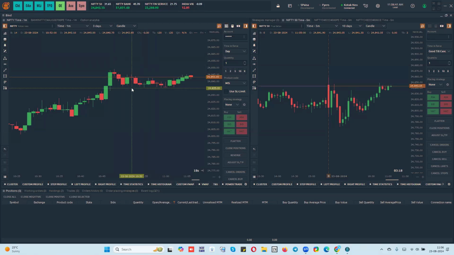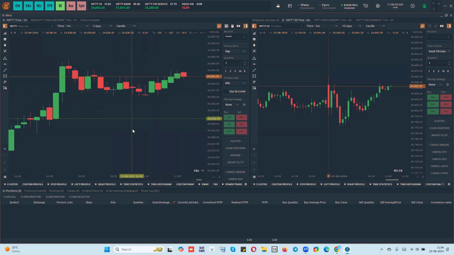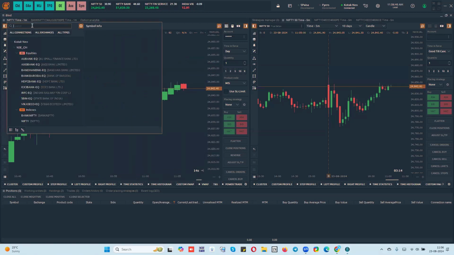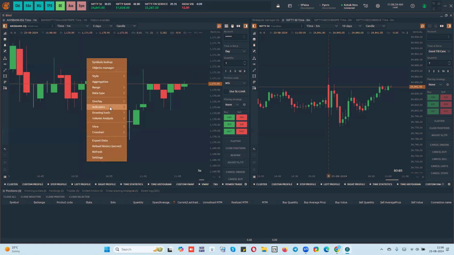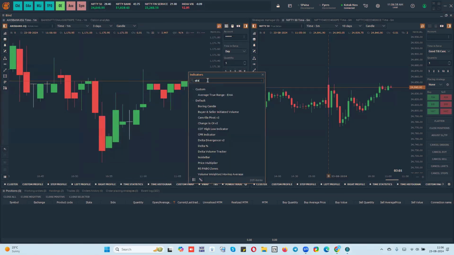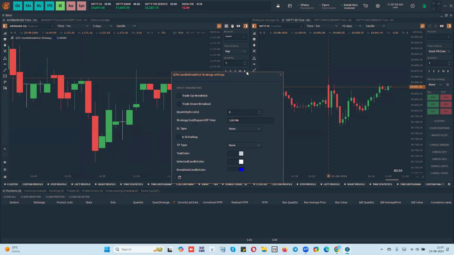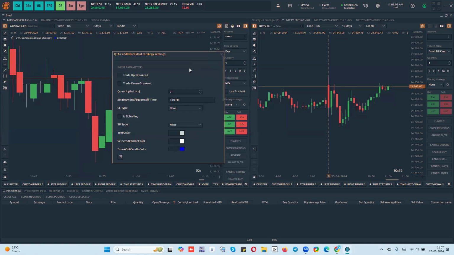that is available. So in this particular example, let me put in a particular stock symbol, and I will add the QTA candle breakout strategy. In this, we have multiple settings here. So let me explain the settings one by one.